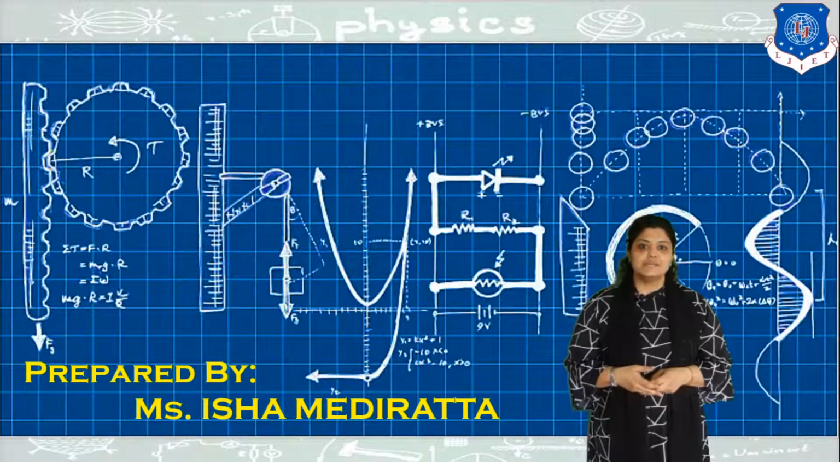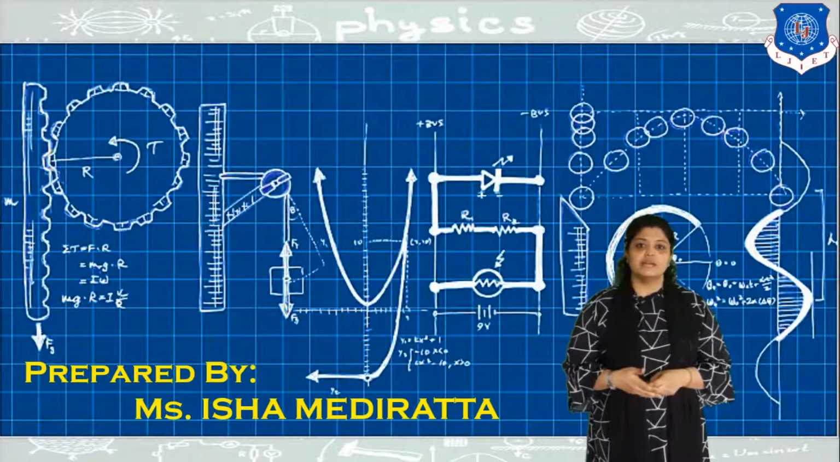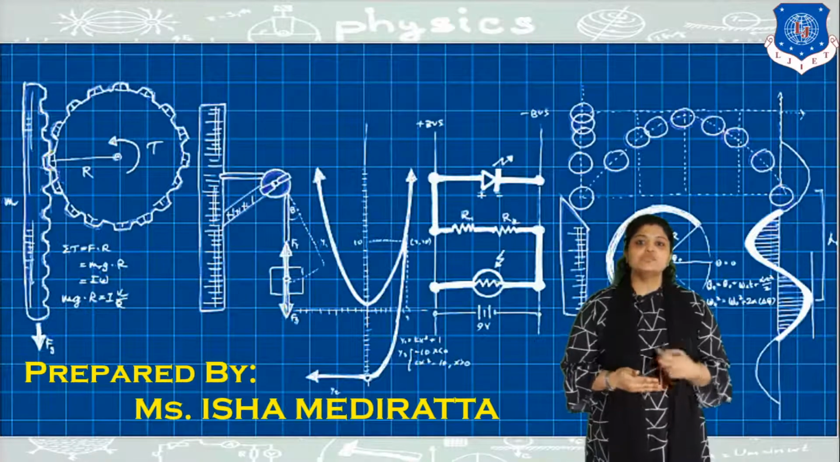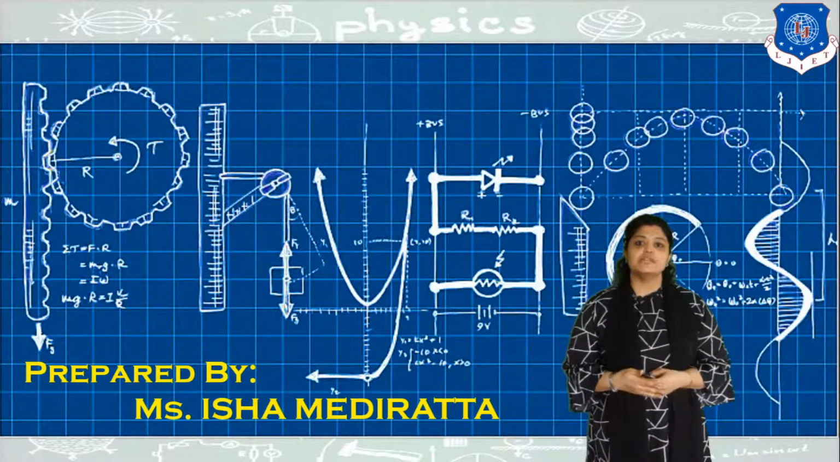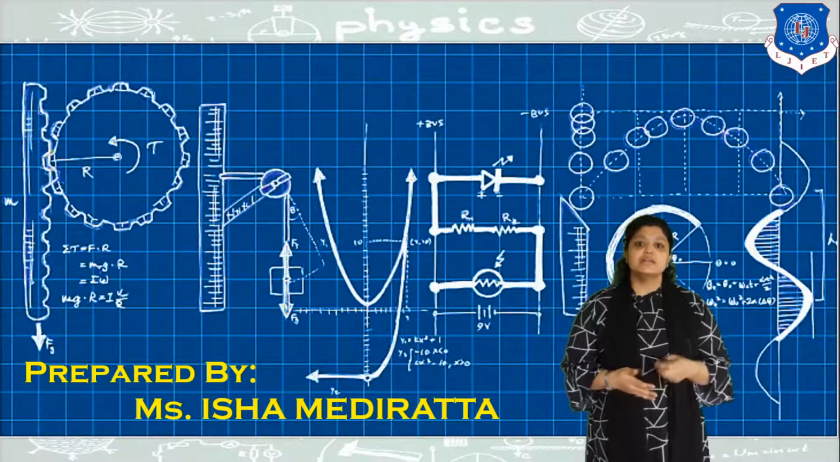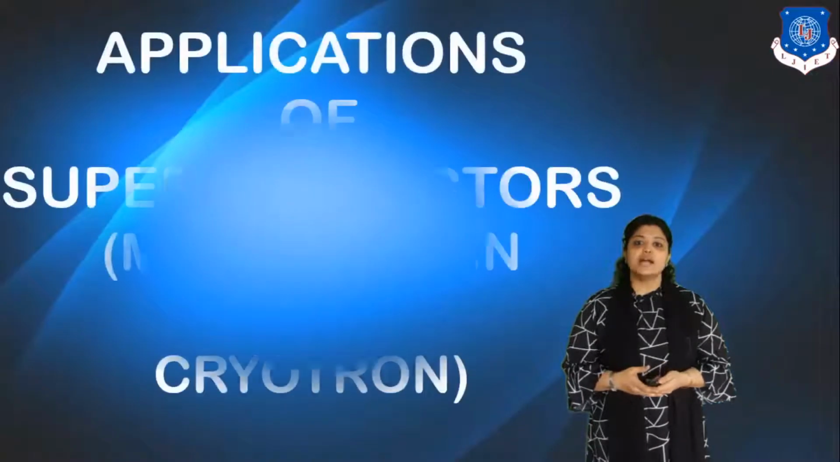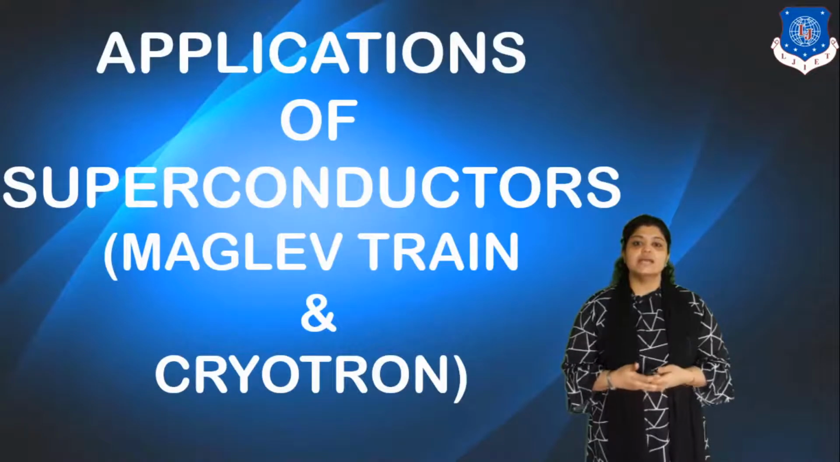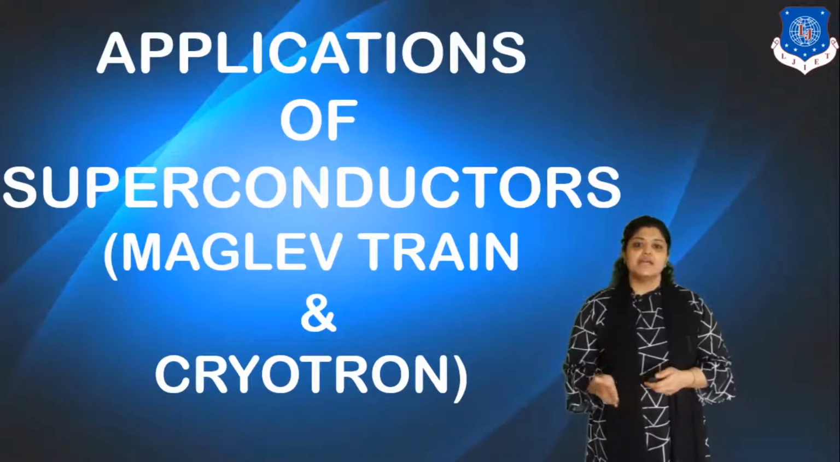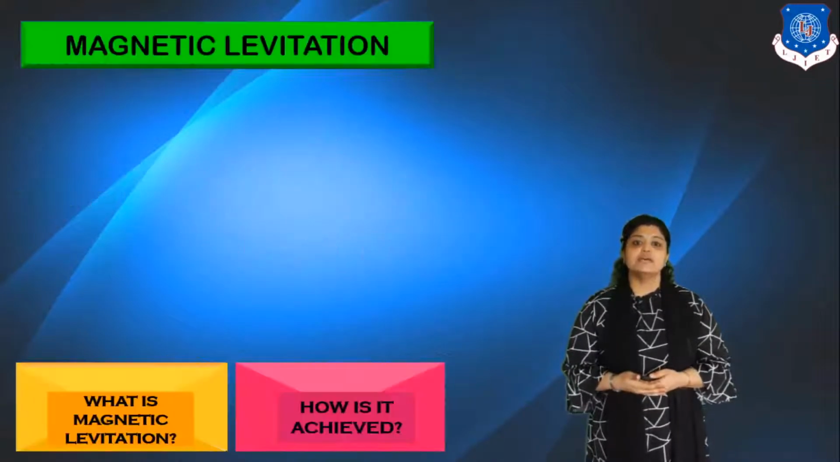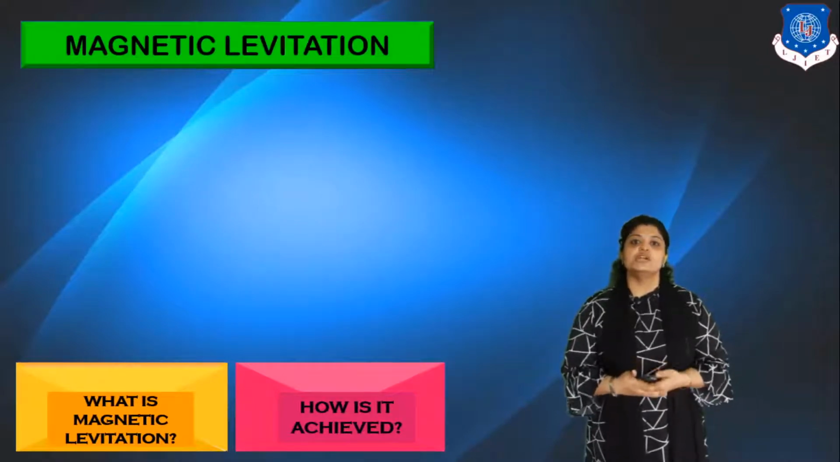We have started our syllabus with the module Superconductivity, wherein we have discussed the basics of superconductivity, properties of superconductivity, different types of superconductors, the mechanism behind superconductivity, and a concept called London penetration depth. Today, I am going to start with applications of superconductors, and I will be discussing Maglev train and Cryotron in this particular video. Maglev train is a concept which uses magnetic levitation to achieve the levitation of the train.